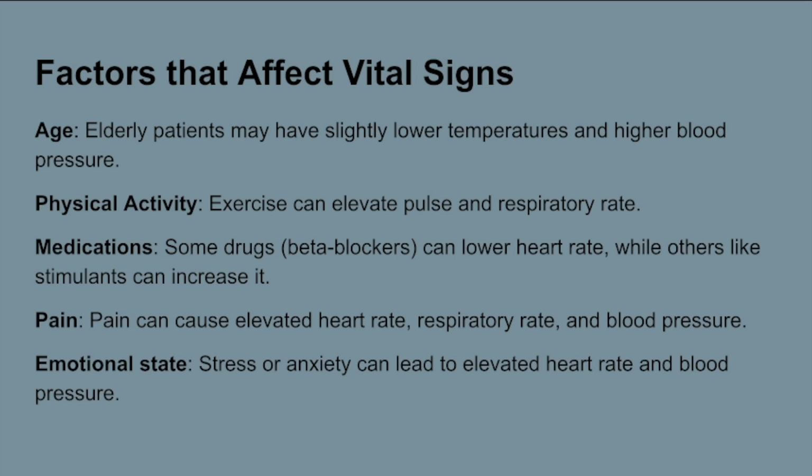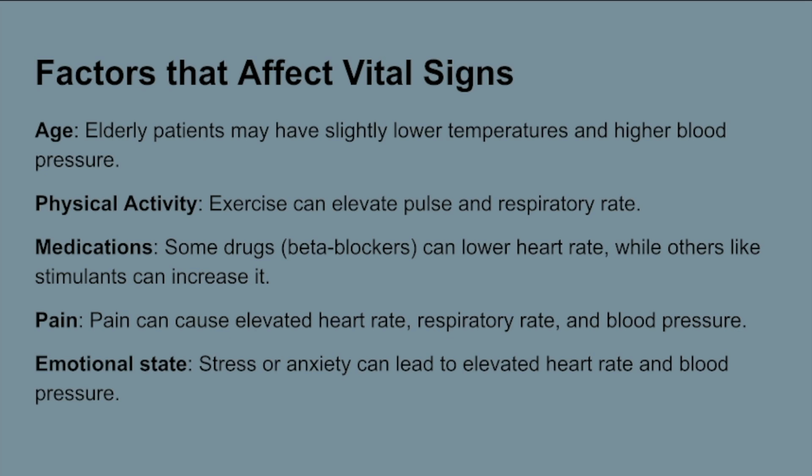Age plays a role. Older adults might have a slightly lower body temperature and higher blood pressure. Physical activity can boost your pulse and breathing rate. So if a patient's been moving around, their numbers could be higher than usual. And athletes or people who work out usually have a lower resting heart rate. Medications are another factor. Things like beta blockers can slow down the heart rate, while stimulants can make it increase.